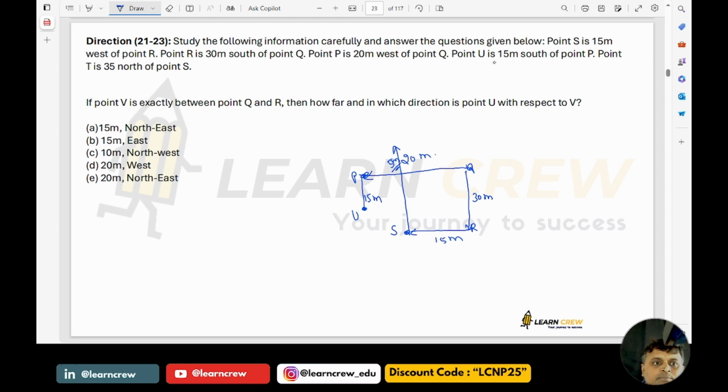Now point V is exactly between Q and R. Then how far and in which direction is point U with respect to V? So you can say U with respect to V is towards west. How many? 20 meters. So 20 meters west. Option D is correct. Next one.